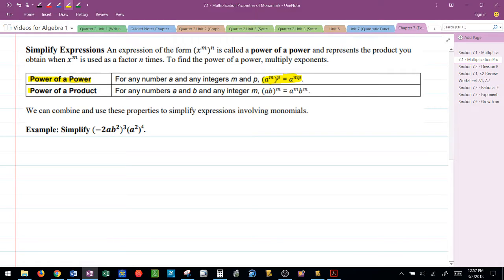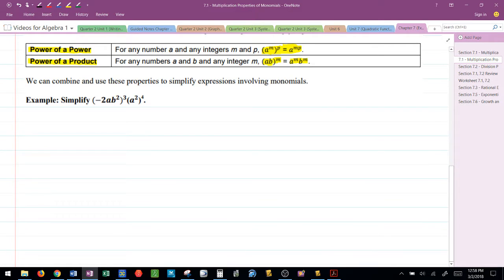The third one is called the power of a product. The power of a product says if you have multiple pieces being raised to a power, distribute that power. All right? So when we multiply, we add the powers. Power to power, multiply the powers. And when we have power of a product, or multiple things being raised to a power, give that power to each piece. Okay? So let's take a look at this example right here and see if we can simplify this by applying all the necessary properties.